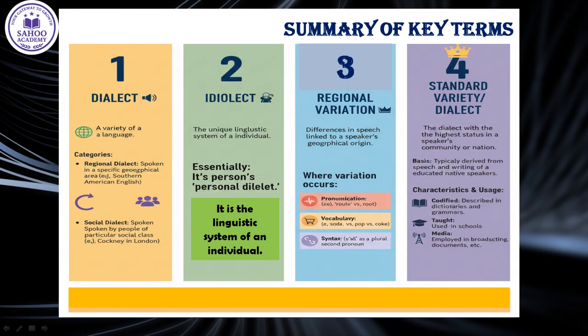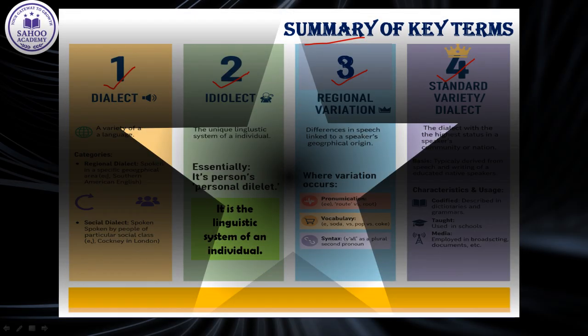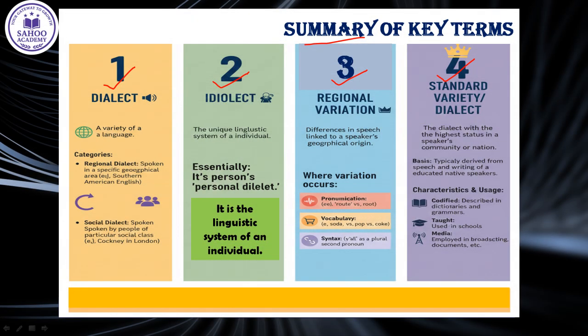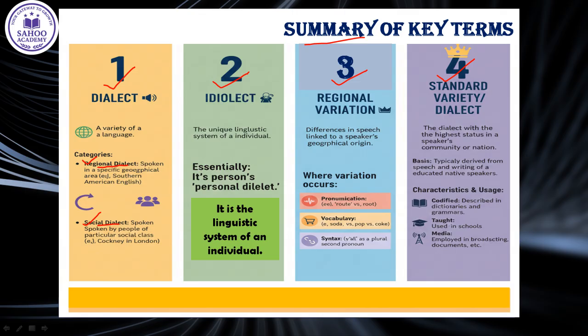Now, let's take a moment to bring our key concepts together and solidify them as they form the foundation of understanding language variation. Okay? First, a dialect. This is a variety of a language. When it is spoken in one part of a country, it is called a regional dialect. But when it is spoken by people belonging to a particular social class, it is called a social dialect. Clear? Next, an idiolect. This is the linguistic system of an individual. Think of it as a person's personal dialect. It is the unique fingerprint of his or her speech.